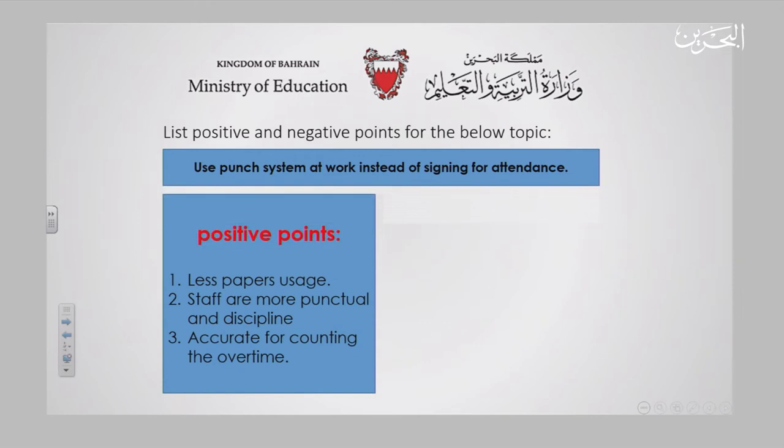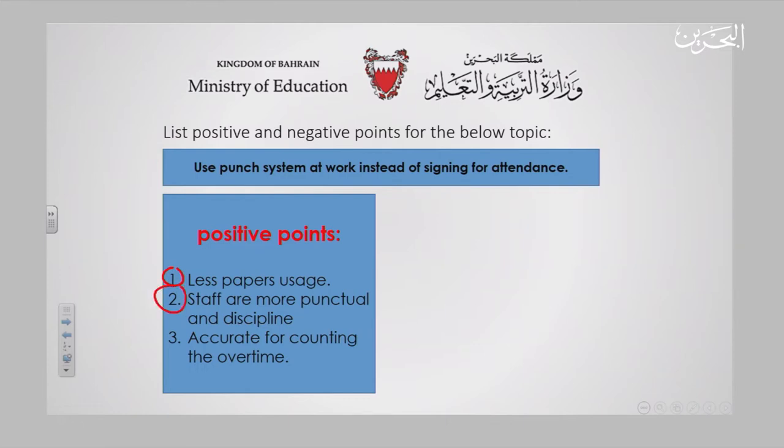So, here are some suggestions about the positive points. Let's see. There will be less paper usage, which means we are supporting the environment, which is a positive point. Let's see the second one. Staff are more punctual and disciplined. Staff will come on time. They won't be late because the punching system will count every second, which is very good.